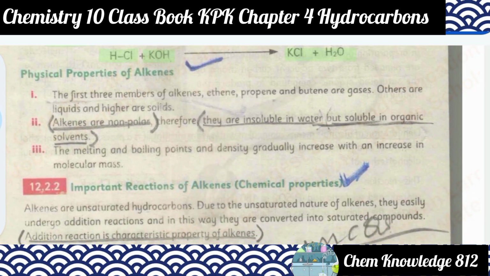Physical properties of alkenes. The first three members of alkenes, ethene, propene, butene, are gases, and others are liquids, and higher ones are solids.